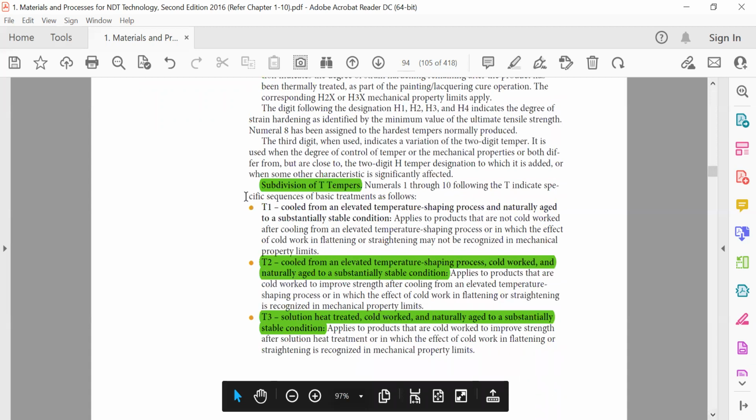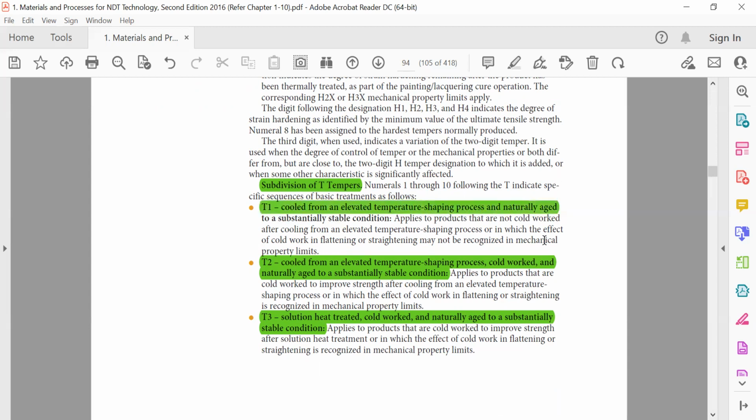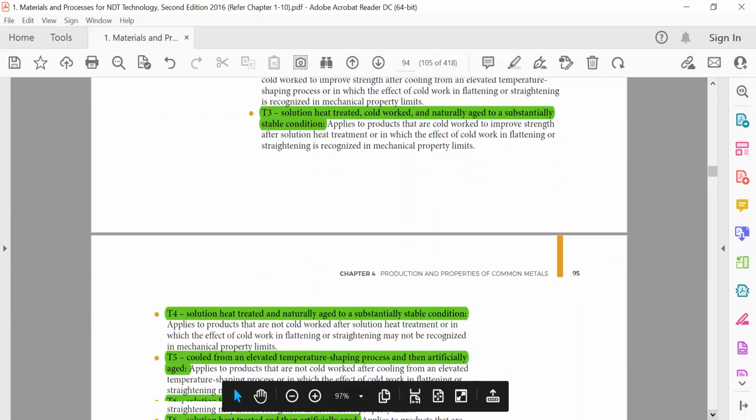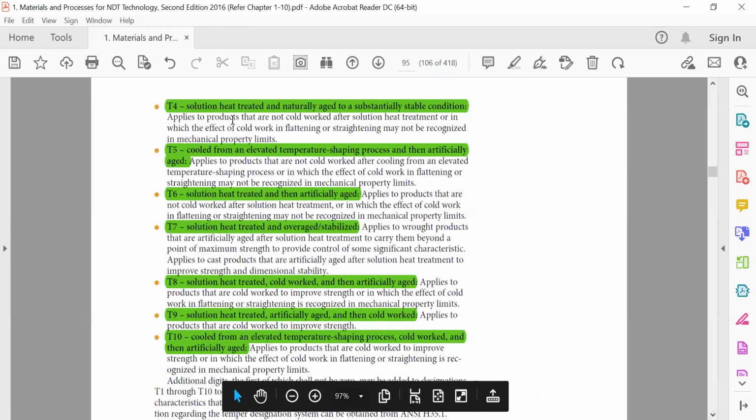Subdivision of T tempers: T1, cooled from an elevated temperature shaping process and naturally aged to a substantially stable condition. T2, cooled from an elevated temperature shaping process, cold worked and naturally aged to a substantially stable condition. T3, solution heat treated, cold worked and naturally aged to a substantially stable condition. T4, solution heat treated and naturally aged to a substantially stable condition.